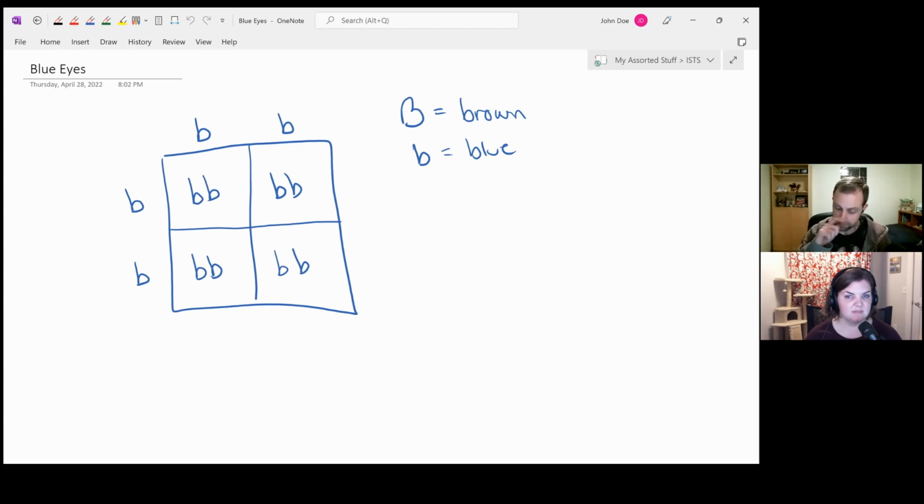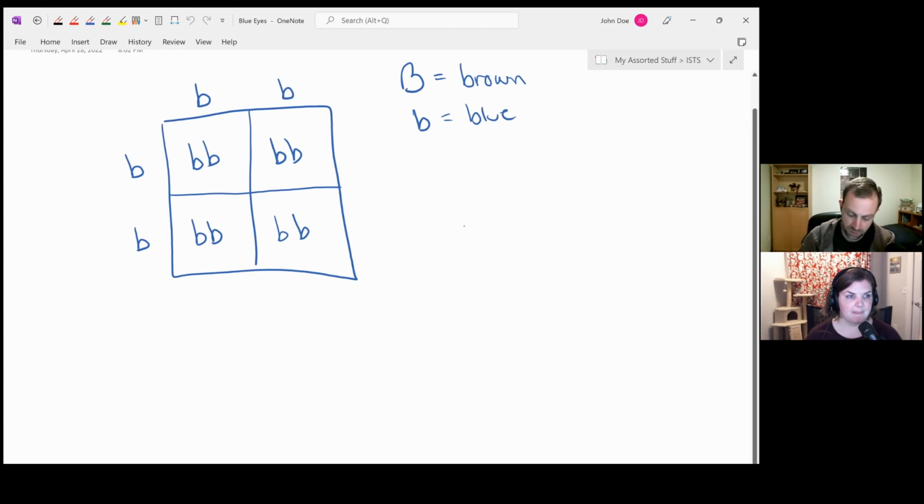However, I have brown eyes. Congrats. Thank you. Which means I have at least one capital B. Right? And one of the questions you asked was, would it ever be possible for 2 brown-eyed parents to have a blue-eyed kid? Yeah. Right? Let me go ahead and make a new Punnett square.